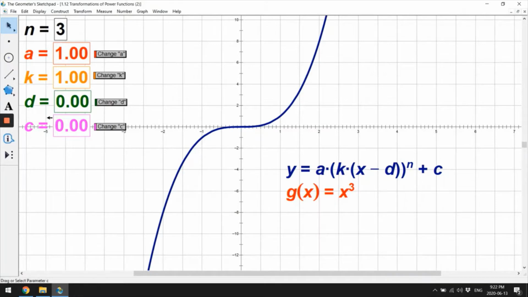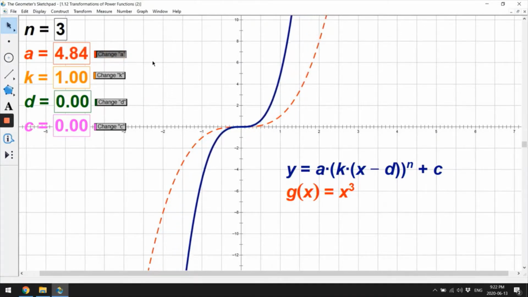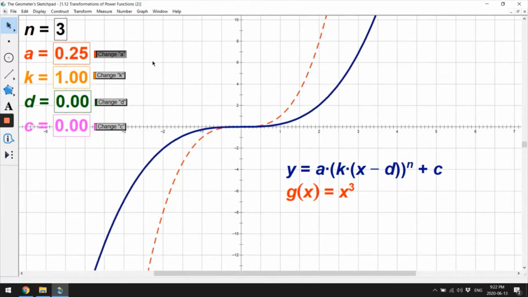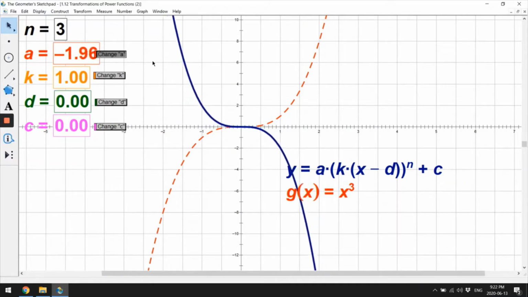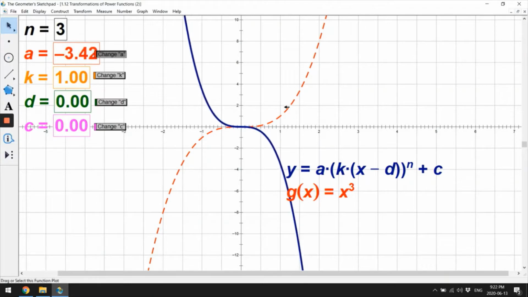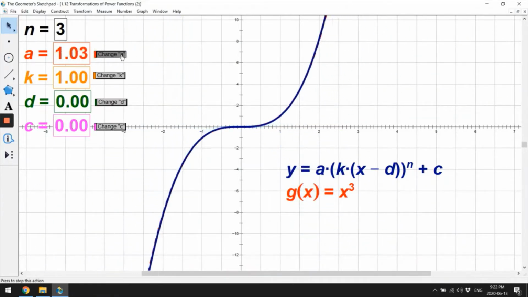And you have your four parameters. You have A, K, D, C. I'm hoping you remember what A, K, D, and C each do. But if you forget, then hopefully the animation reminds you. So I'm going to change A. So hopefully take a look at it. I'll let the animation keep running. And of course, this red dash graph is our base function. Okay, let's return that back to 1.